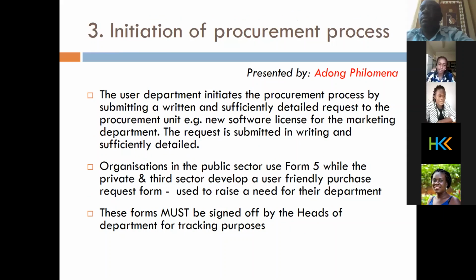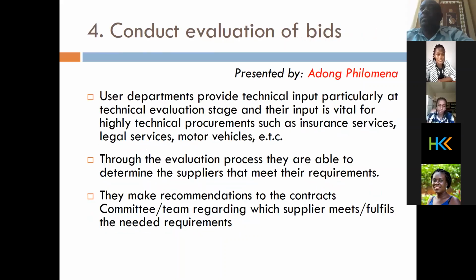User departments initiate the procurement process, and they do this by submitting a written and sufficiently detailed request to the procurement unit. For example, a new software for the marketing department. And these requests are usually done in writing and have to be sufficiently detailed. Organizations such as the public sector use Form 5s to raise the need of their departments, while the private and third sectors develop a user-friendly purchase form. And these forms must be signed off by the heads of department for tracking purposes.